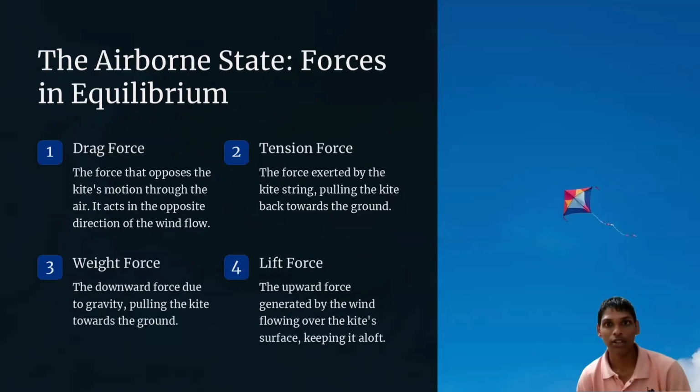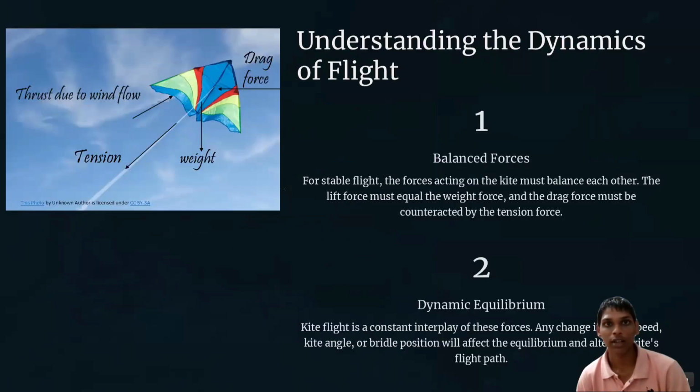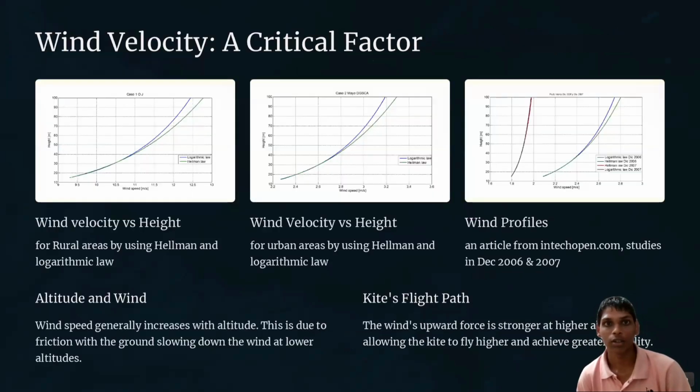In the airborne state, these are the four forces that act on a kite: the drag force, the weight, the tension, and the thrust due to wind flow. Some people mention lift also. As the thrust increases, it can reach higher altitudes. But kites generally don't stop in the airborne state because of the equilibrium, because there exists a lift due to the pressure difference. We are going to discuss that also.